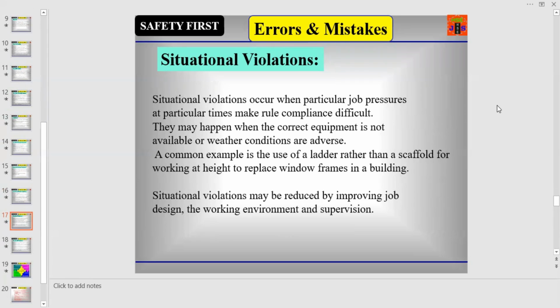Let us understand what is meant by situational violations. Situational violations occur when particular job pressures at particular times make rule compliance difficult. They may happen when the correct equipment is not available or weather conditions are adverse. A common example is the use of a ladder rather than a scaffold for working at height to replace window frames in a building. Situational violations may be reduced by improving job design, the working environment, and by supervision.